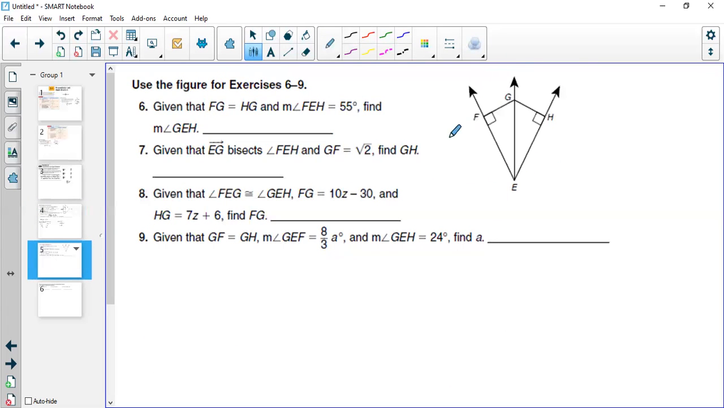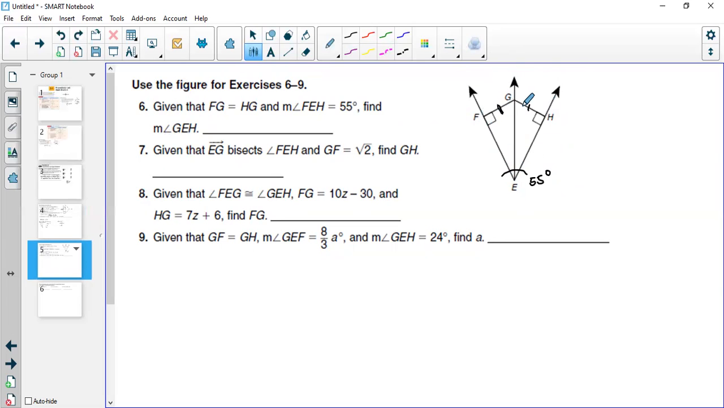Now this is talking about angle bisector. Whenever you have a figure like this, that means it's an angle bisector. Given that FG is equal to GH, so this is equal to this, means the angle has been bisected. Angle FEH, that's the complete angle, is 55 degrees. You have to find the measure of angle GEH here this way. You have to find the measure of this angle.